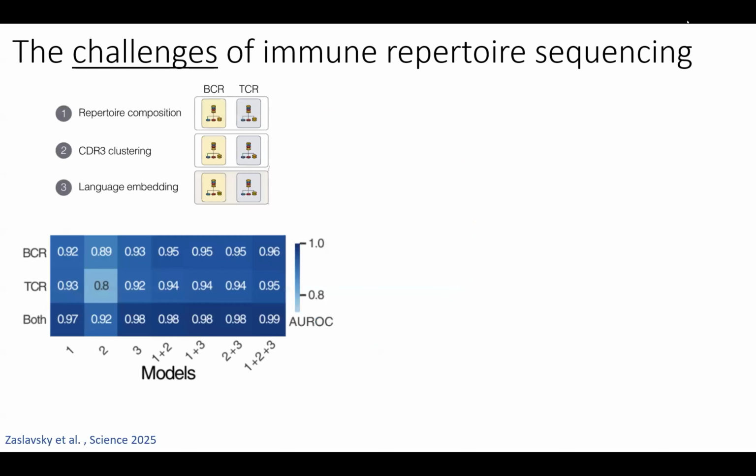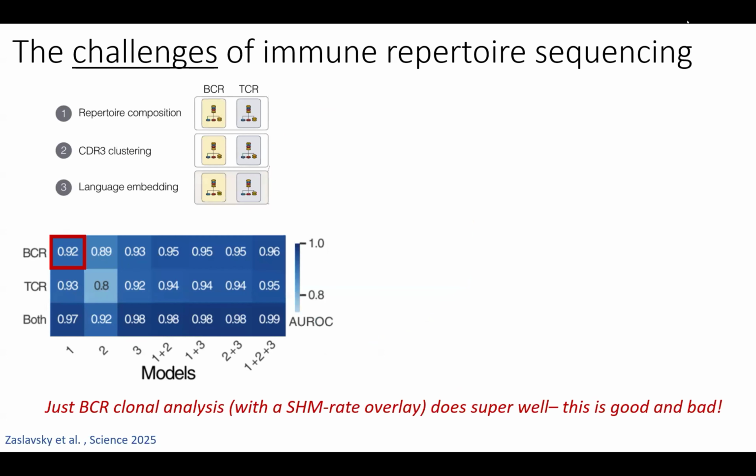And going back to the Zaslavsky paper that I talked about, this stands out there as well. So they find very strong performance in terms of predictive accuracy using different models. And in particular, a model that basically uses this clonal information with some overlay of somatic hypermutation rates does really well. So this is both good and bad.